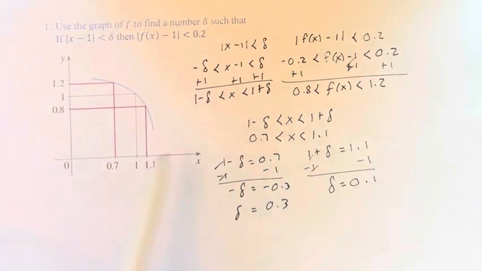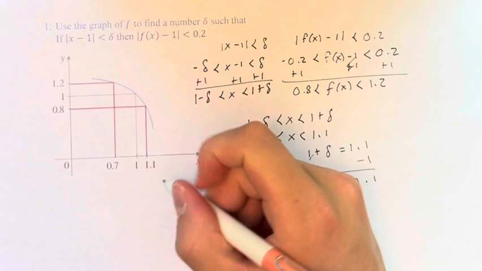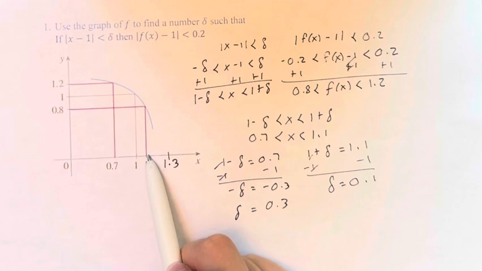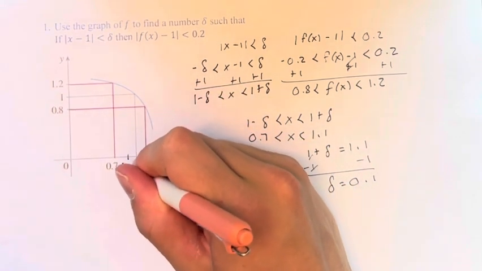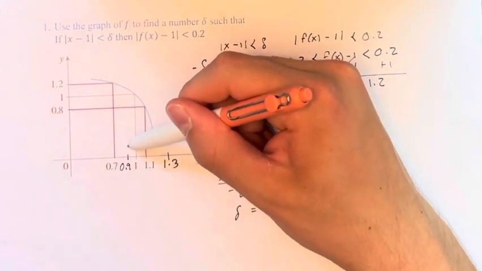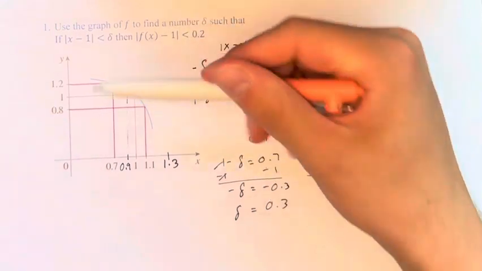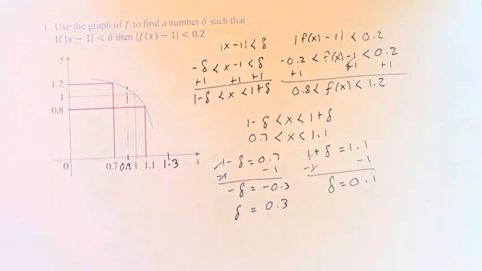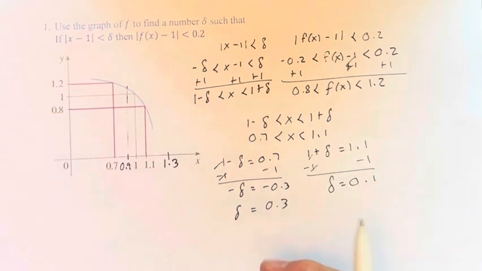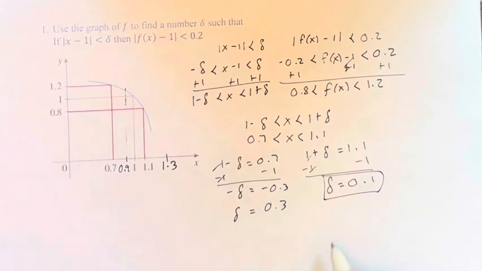If we go 0.3 to the right, this is outside of the range of values that we're looking for, because that would be corresponding with 1.3. So we have to go with the lesser of these two values, because 0.1 corresponds with 1.1. The alternative is 0.9 in the other direction, and we can see that that falls within this range of values between 1.2 and 0.8. So you have to go with the more restrictive delta, the more restrictive distance from 1, and that's why we say that delta here is equal to 0.1.